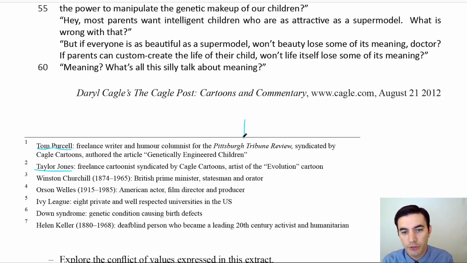It was first published in the Pittsburgh Tribune Review, and then this fancy word here, syndicated, means that it was then published in other newspapers, magazines, online publications, blogs, whatever. But it was first published in the Pittsburgh Tribune, which means that Tom Purcell gets his first paycheck from these people. And then when other people publish this, maybe he makes some more money from them. Similarly, Taylor Jones is a freelance cartoonist syndicated by Cable Cartoons. And so that's his job, and this is Tom's job.